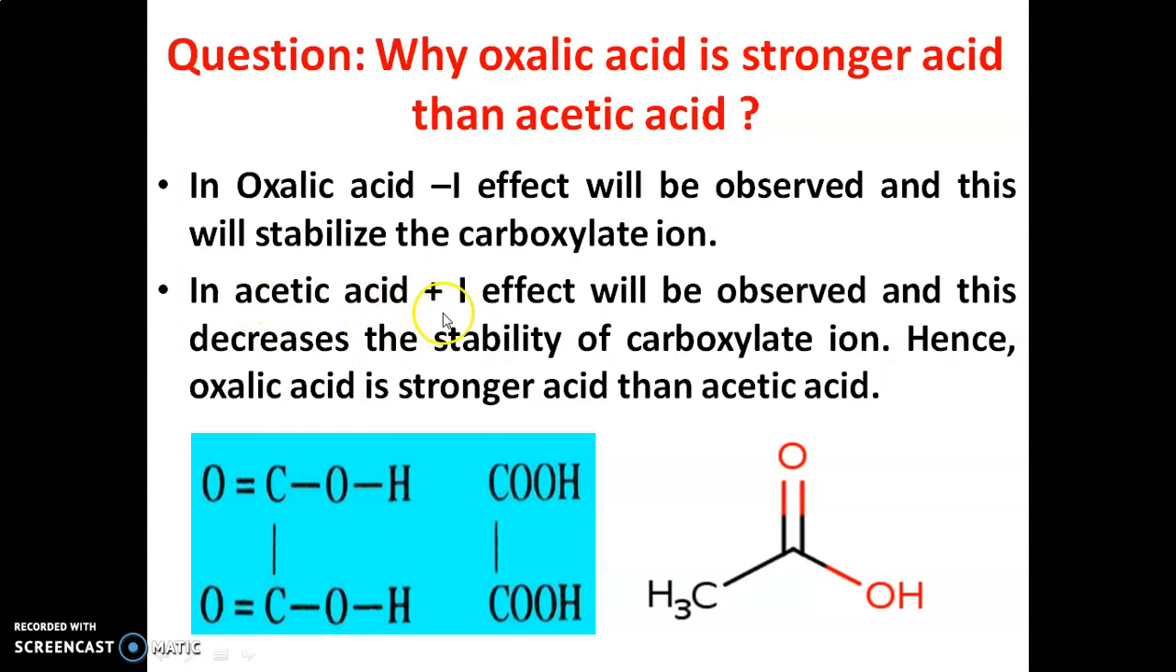Whereas in the case of acetic acid, the plus I effect, I means inductive effect, will be observed and this decreases the stability of the carboxylate ion. In oxalic acid the minus I effect is dominant, whereas in acetic acid the plus I effect is dominant. The minus I effect stabilizes the carboxylate ion, the plus I effect decreases its stability. Therefore oxalic acid is a strong acid when compared to acetic acid. This is the structure of oxalic acid, and the structure of acetic acid.